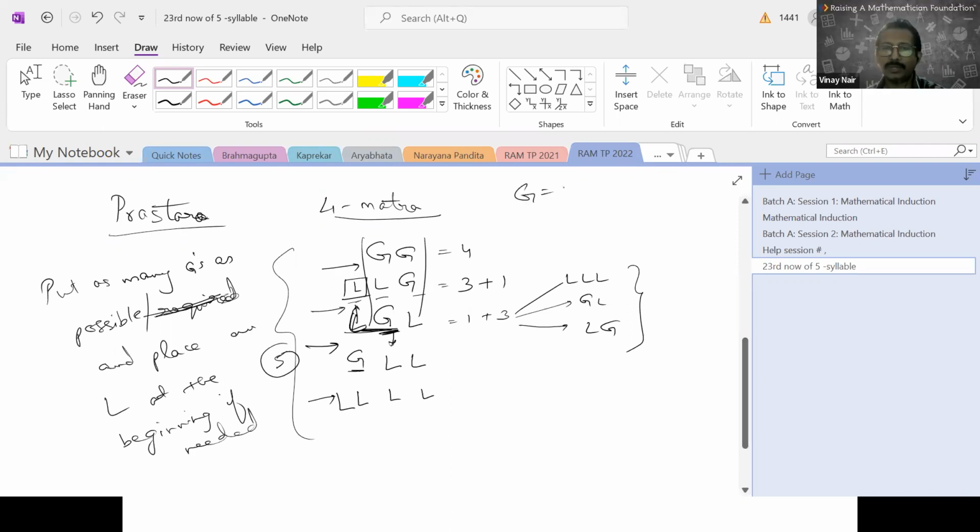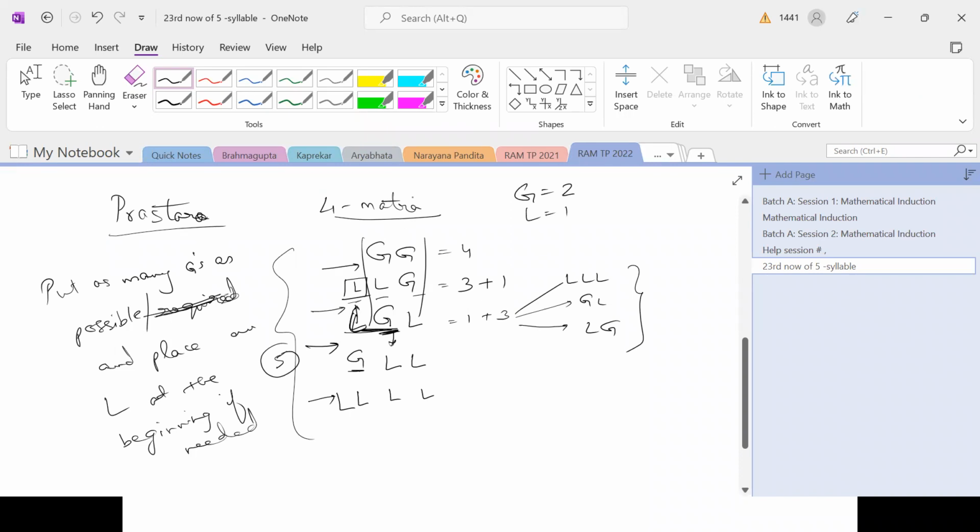Because G equals 2 and L equals 1 in matra, right? Because we are giving a count. Is that clear, Arjun? Oh, okay.